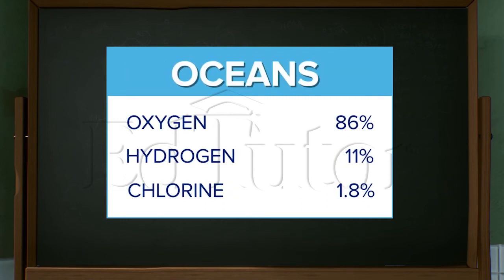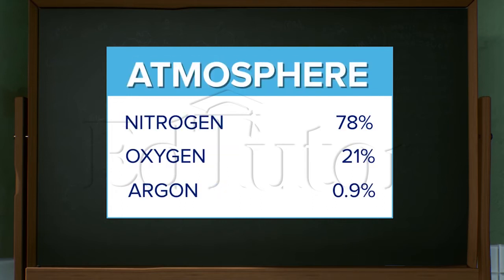Meanwhile, the concentration of elements in the oceans varies, with oxygen at 86%, hydrogen being 11%, and chlorine in the smallest amount at only 1.8%. Moving on to the elements present in the atmosphere, nitrogen is the most abundant, which is 78%, oxygen being 21%, and lastly argon being the least in concentration at 0.9%.